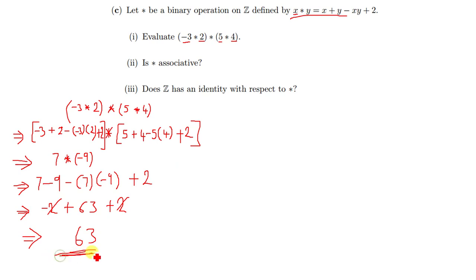Okay, so we move on to the other question. The other question is saying, is star associative? So for this question you can use two formulas. You can either use numbers to prove that star is associative or not, or use letters. So I'll give you an example of how you can use letters, and then I'm going to use numbers. If possible, I'm just going to use letters.